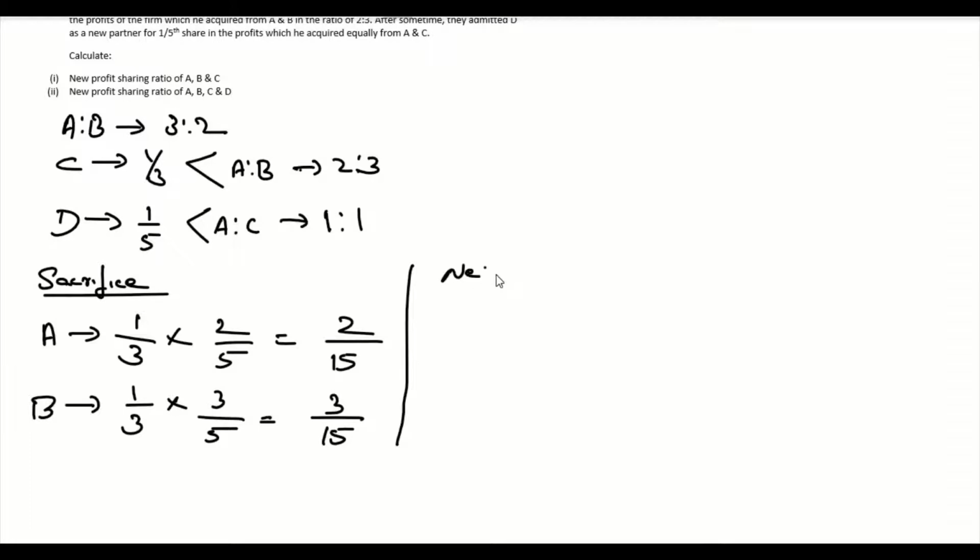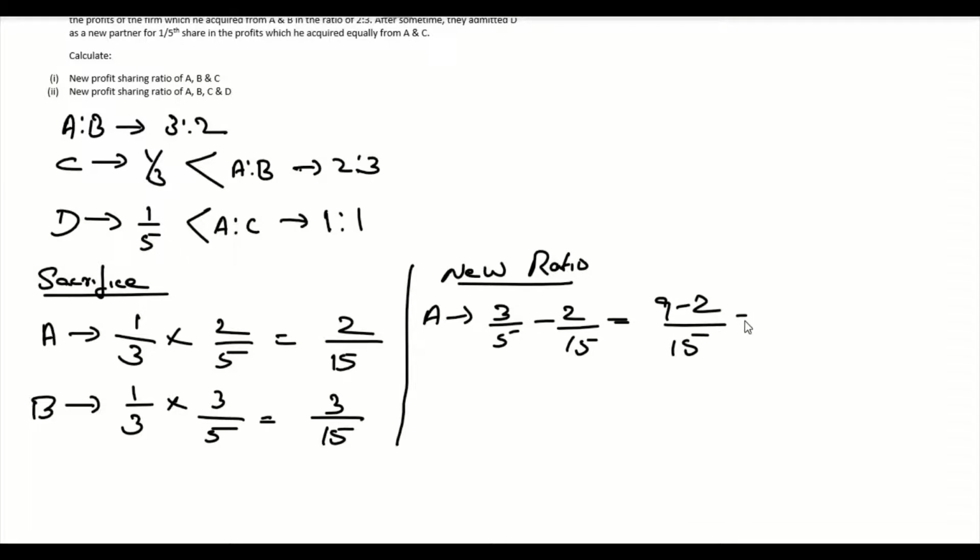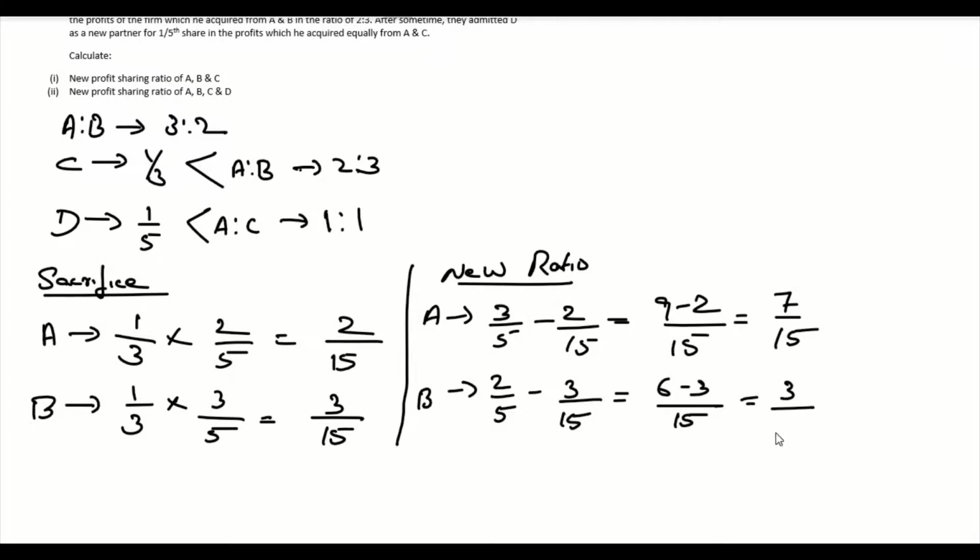Now let's go for the new ratio. Okay, for A, his original share is 3/5 and minus he sacrificed 2/15. So that will give you 9/15 minus 2/15, which is equal to 7/15. For B, it is 2/5 is his original share. He sacrificed 3/15 for C. So that will give 6/15 minus 3/15, which is equal to 3/15.